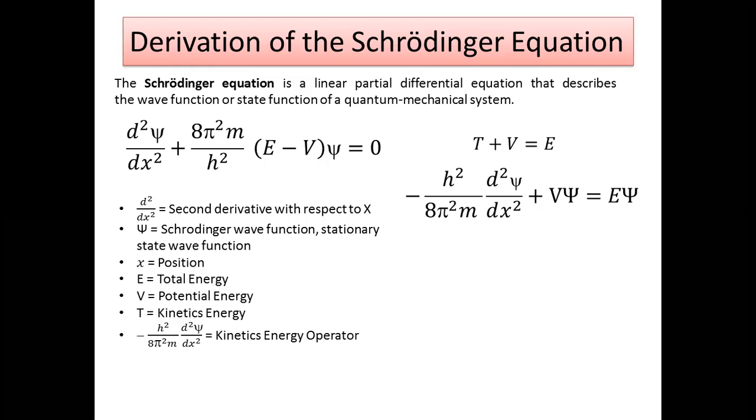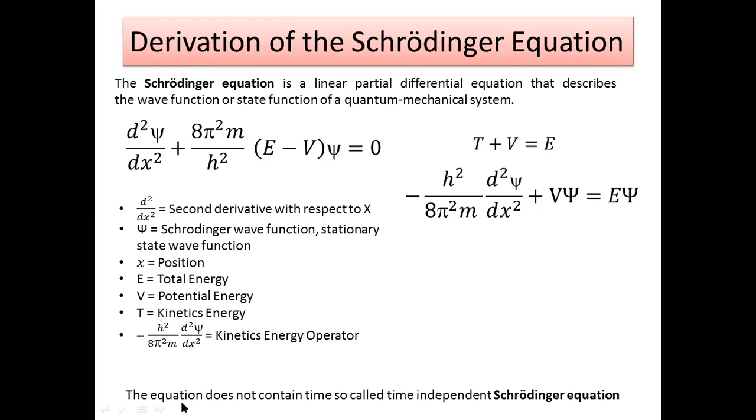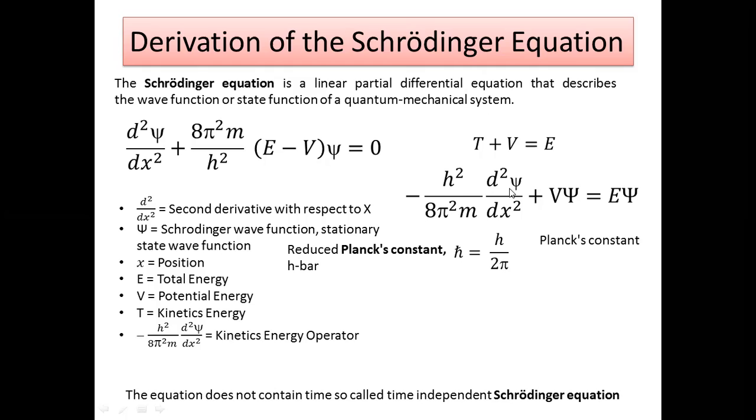So this equation does not contain time. If you look at this equation, it is not mentioning the time over here. That's why this is called the time independent Schrödinger wave equation. I'm just going to replace this equation with another form, because different books and notes which are provided to you show different forms of the equation.